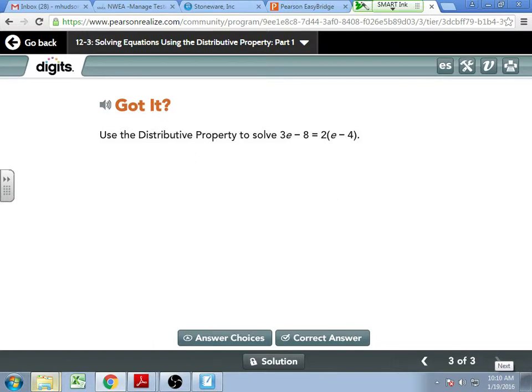How'd you start up here? This thing. And there's a number right up against parentheses. We have to start with the distribution.